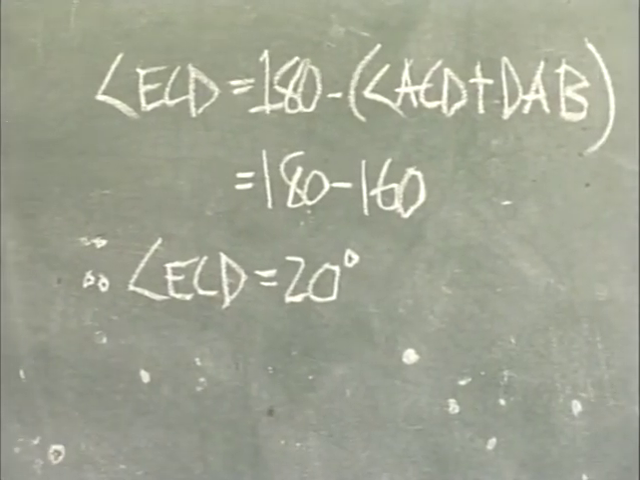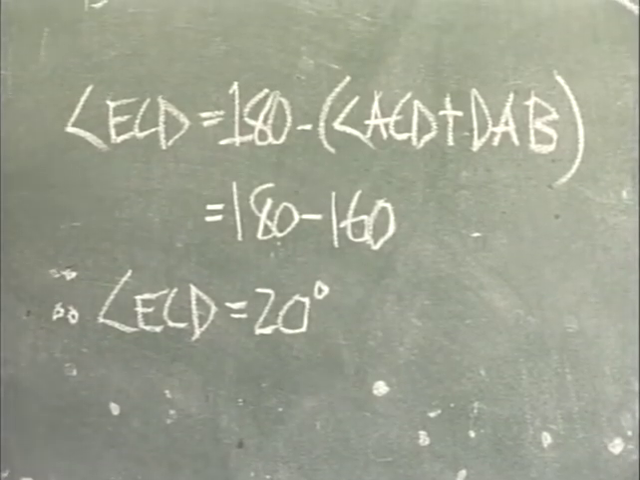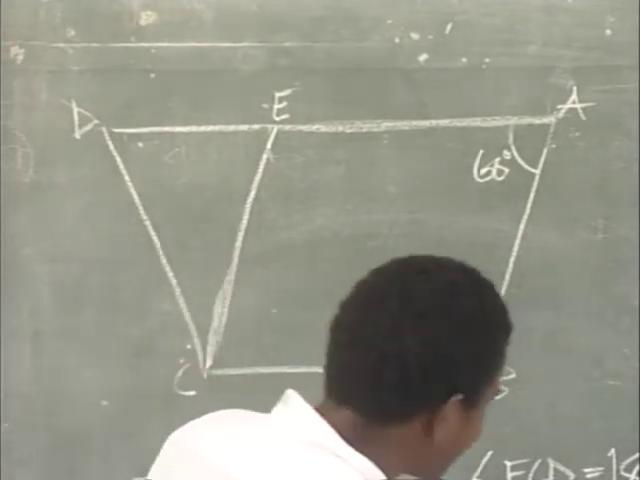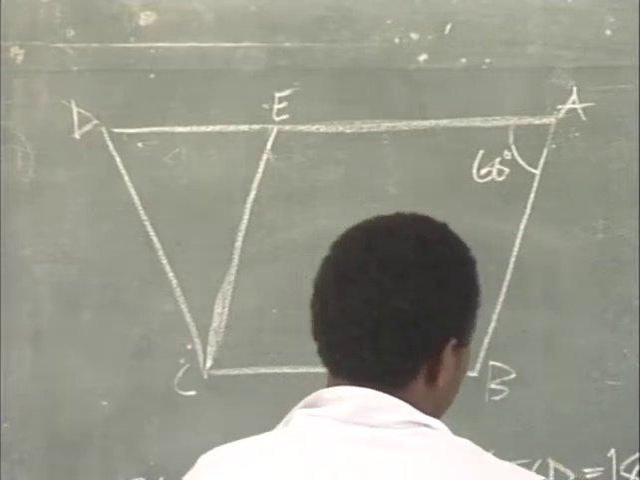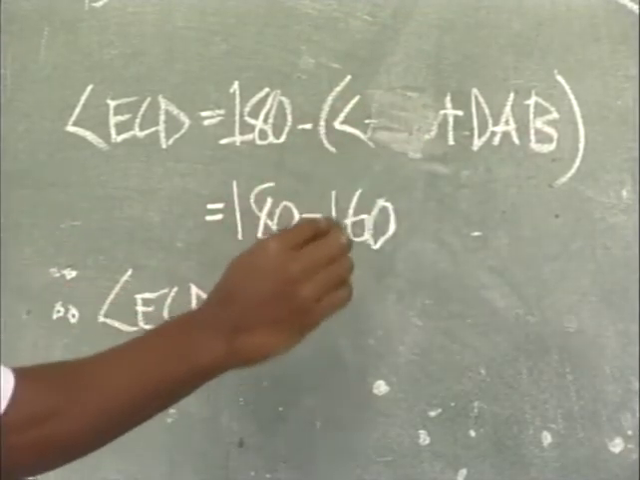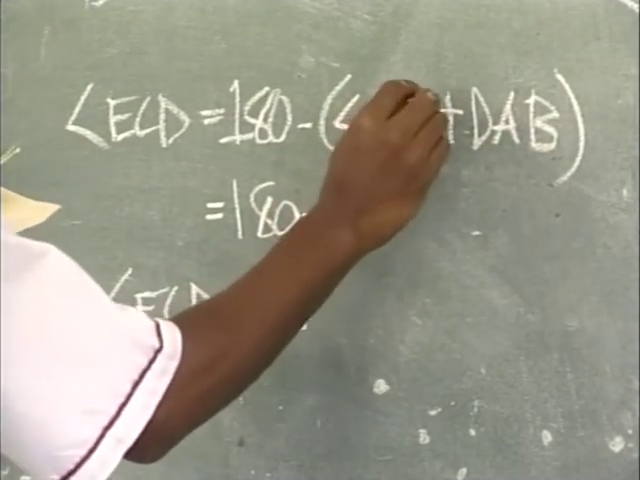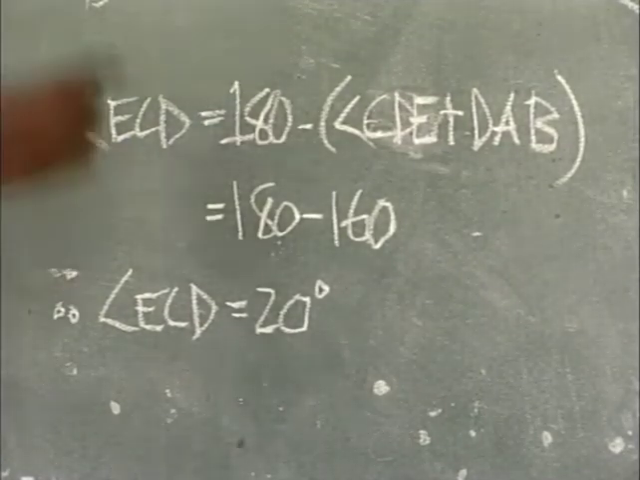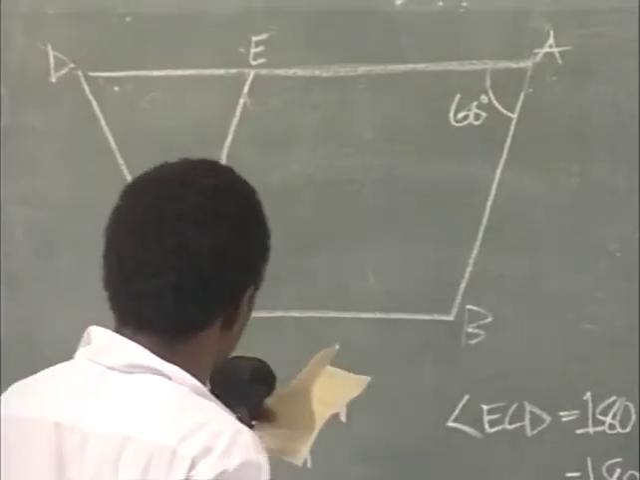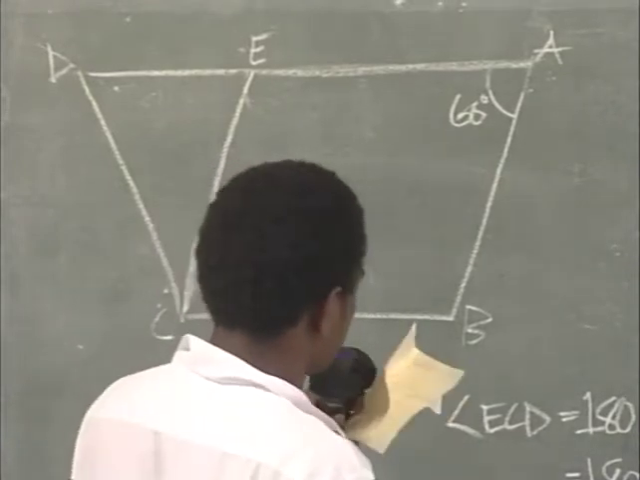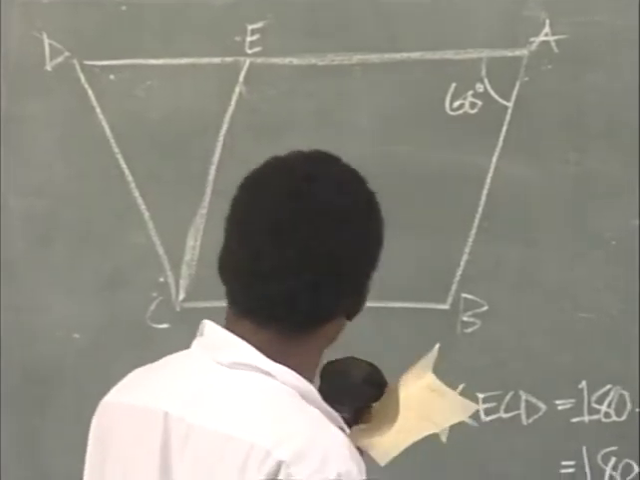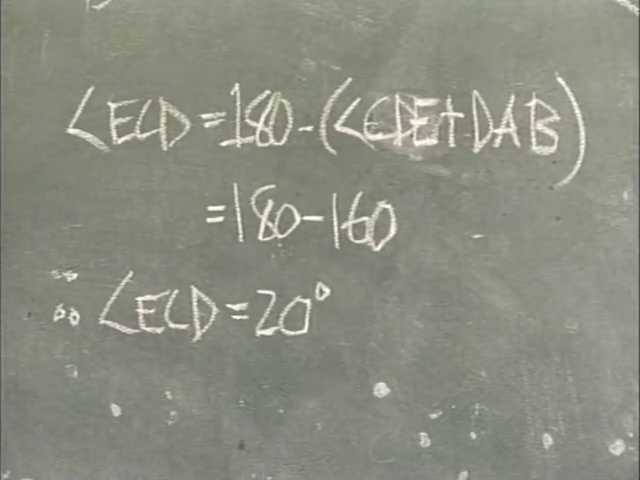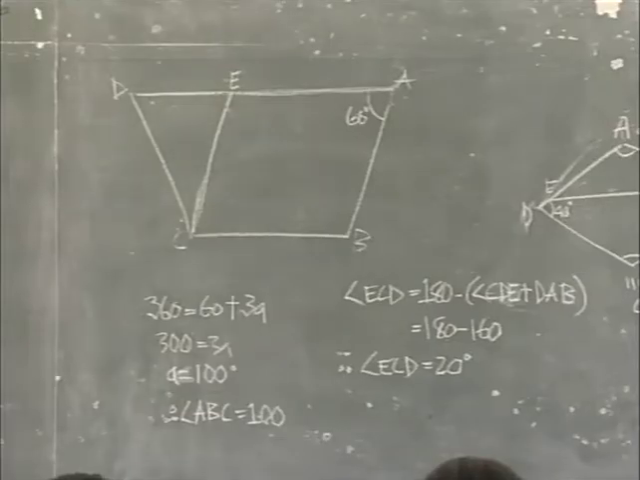To get the angle ECD, we have to subtract angle DAB, because it is corresponding to angle DCE, which is equal. So the total sum of both angles is 160. So if we subtract 160 from 100, you all get it?